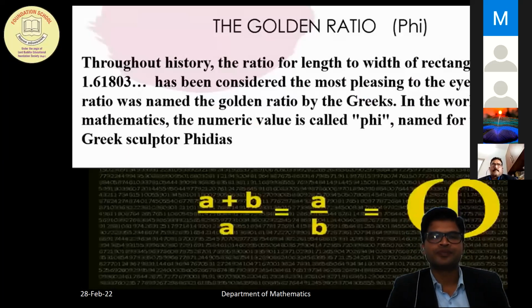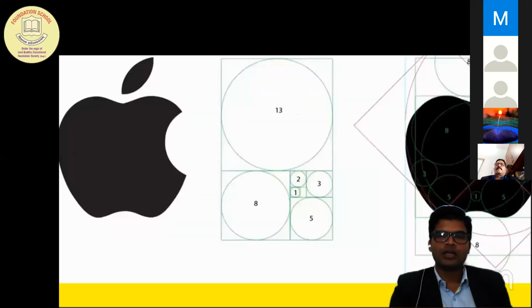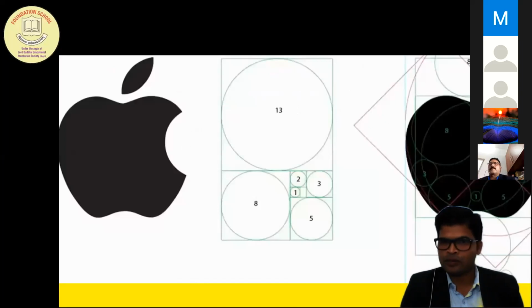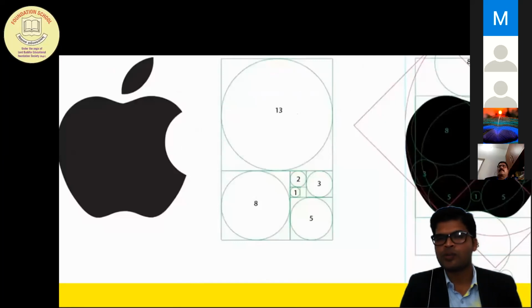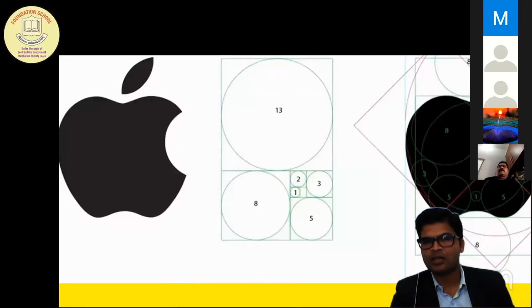This phi is, we can say, a great observation of the scientists. We will see that phi is in the shape of any rectangular form, such as the image of the Apple logo. It was observed that it fits the phi, the golden ratio.